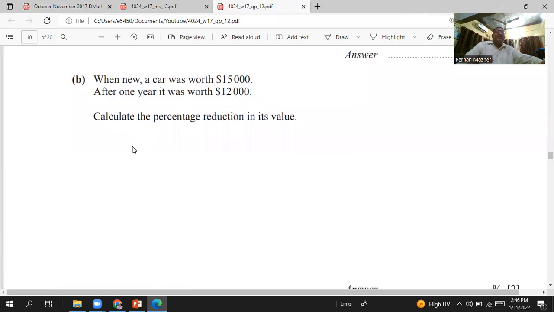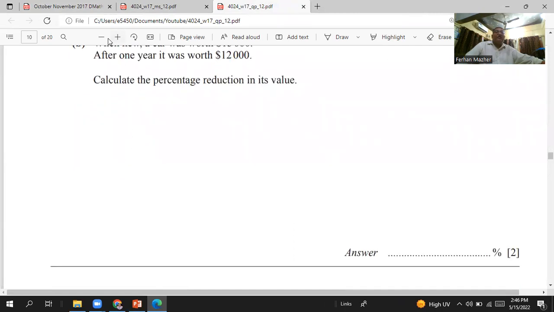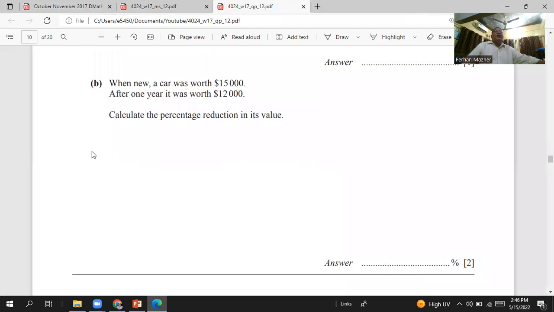Okay. Then he says when a new car was worth $15,000, after 1 year, it was worth $12,000. Calculate the percentage reduction in its value. So the car was basically $15,000, and after 1 year, its price is now $12,000. So what is the reduction in the price? 15,000 minus 12,000, so 3,000 is the reduction. You have to represent this as a percentage. So it will be the reduction divided by the old value multiplied by 100.